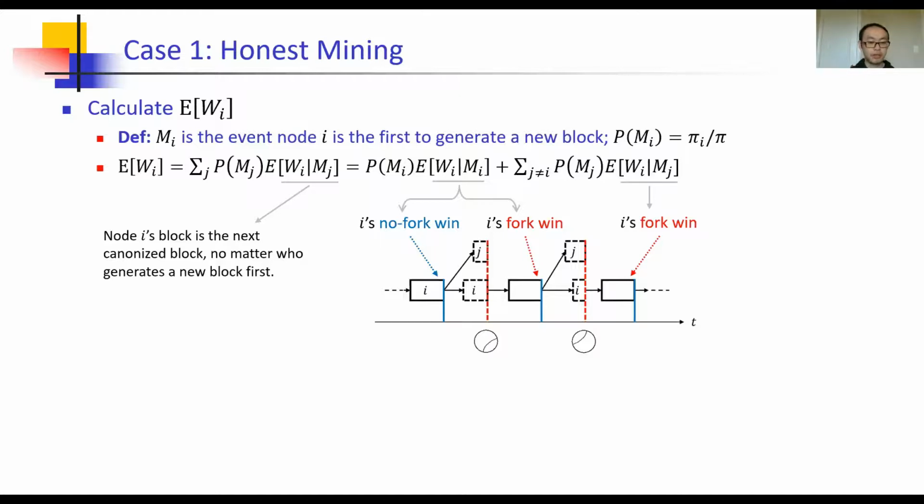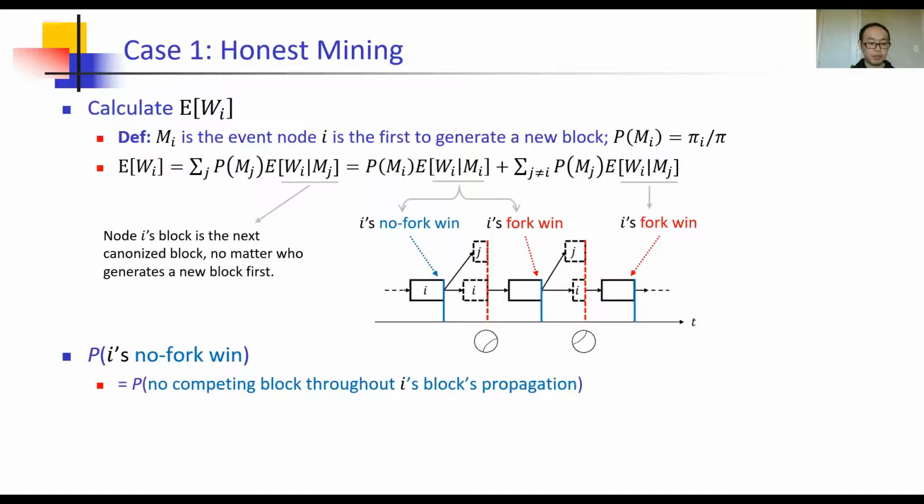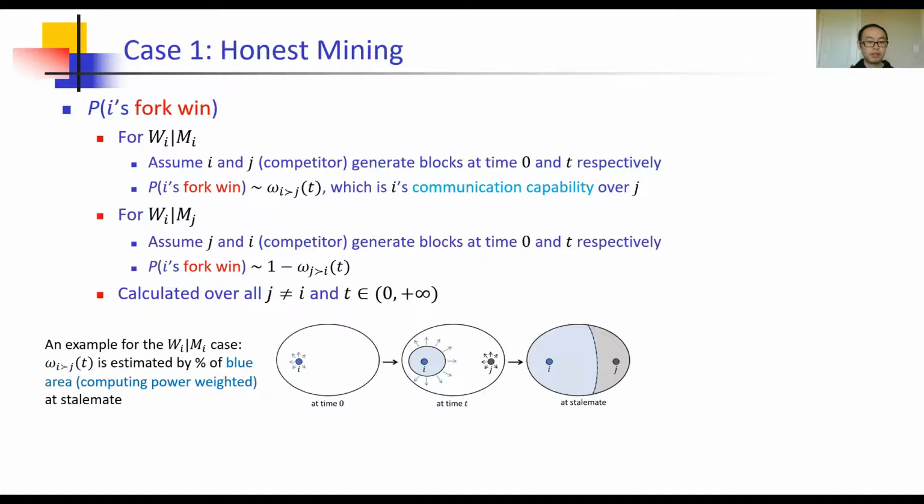For no fork win, its probability equals the probability that no competing block is proposed throughout the propagation of the i-th block, which is easier to compute. But the fork win cases, that is, the second and third cases, are harder to compute.